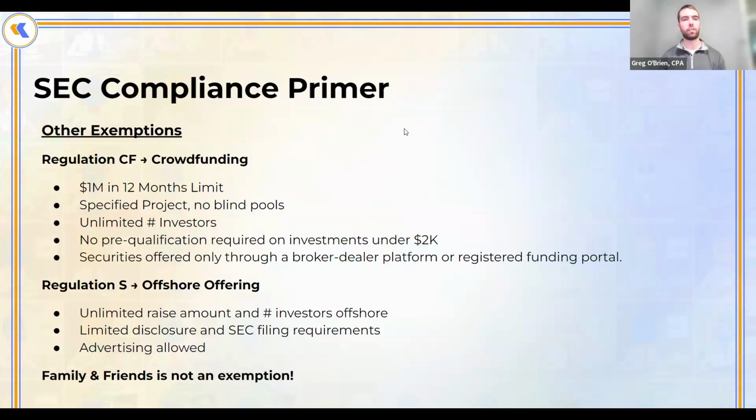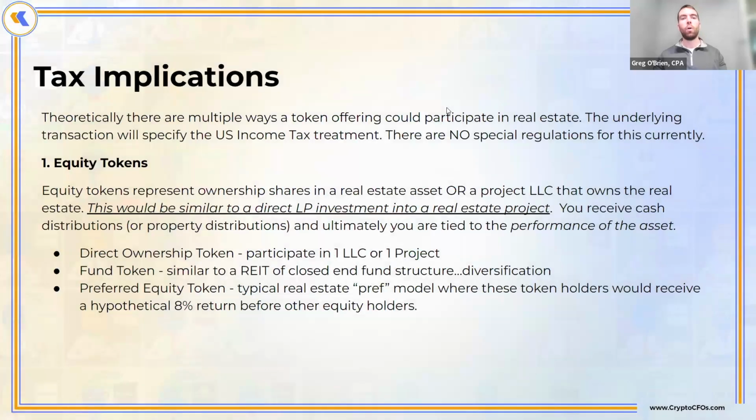So those are some of the barriers to entry from the SEC side of things, as it stands today for these securities. We'll go into some of the tax items next. Theoretically speaking, there are multiple different ways that a token offering could participate in real estate. We're going to focus mainly on the equity side of this, but we'll talk about other ways as well. Remember, the underlying transaction will always specify the U.S. income tax treatment in the Internal Revenue Code.